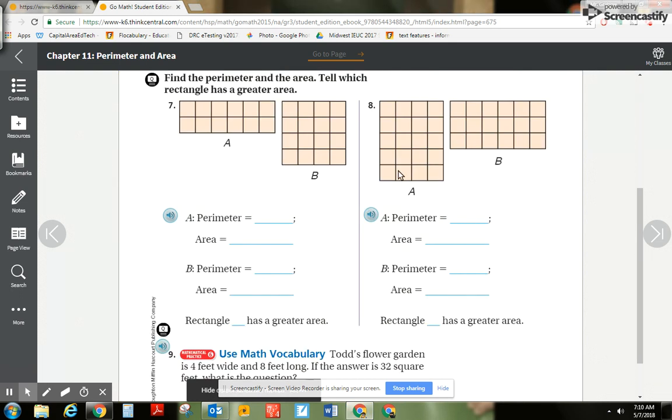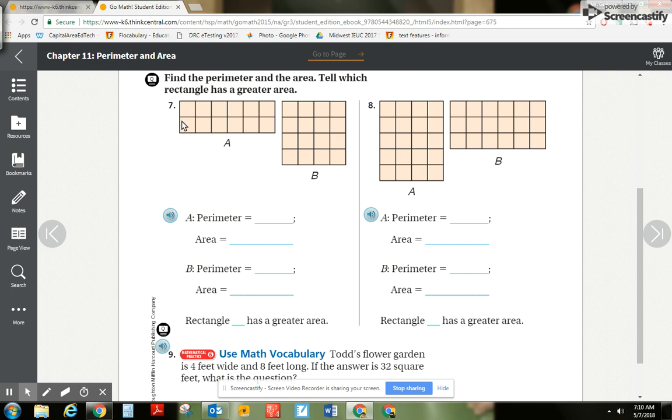All right, we're going to do one more problem of finding these perimeters and areas of different rectangles. The big thing for you guys is to continue to read and think about these vocabulary words. Perimeter is the space around, area is the space inside. Everything's labeled here for you. It's just really taking the time to read carefully and to count accurately. So we're going to find the perimeter and the area. And then we're going to say which rectangle has the greater area.